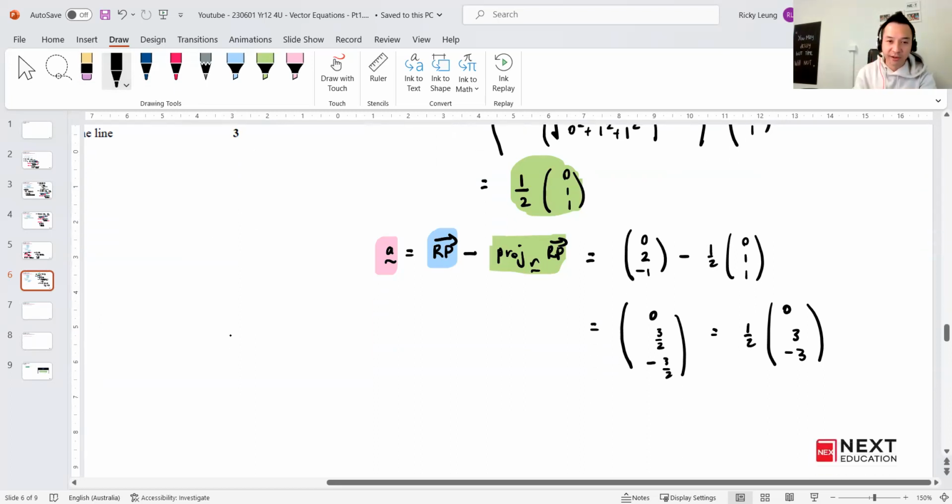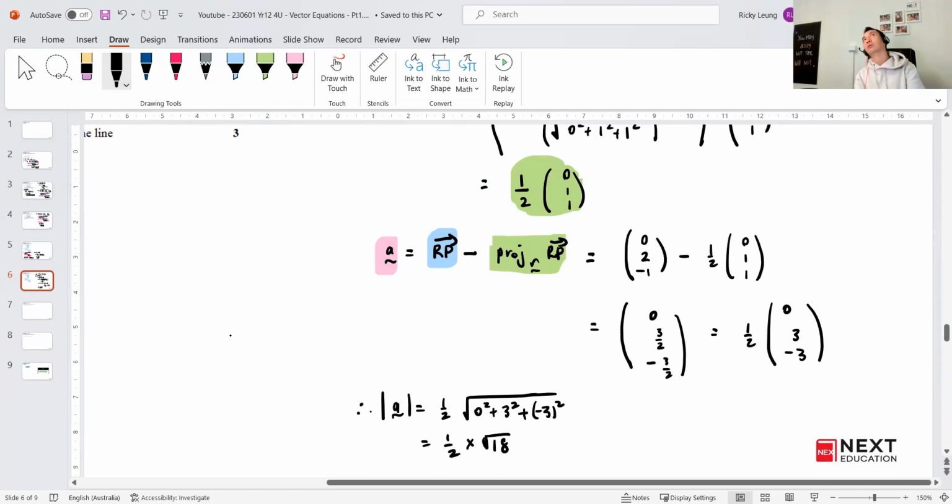I just need the magnitude. So therefore, magnitude of A is a half, bring up the half, and square root of 0 squared, 3 squared, minus 3 squared. That is a half times root 18. What's root 18? 3 root 2. So 3 root 2 on 2 units. That is the shortest distance.